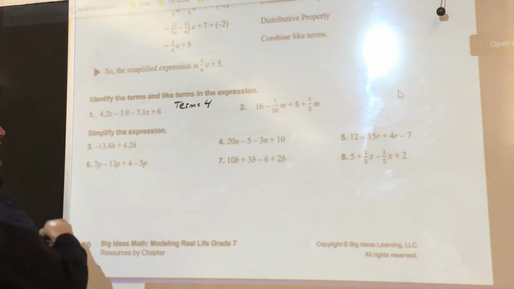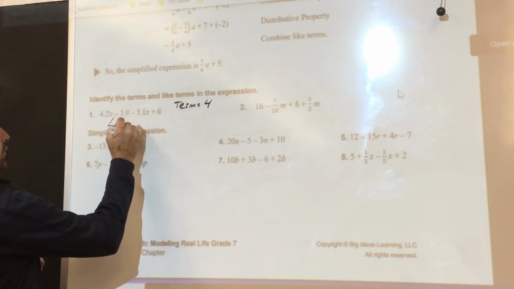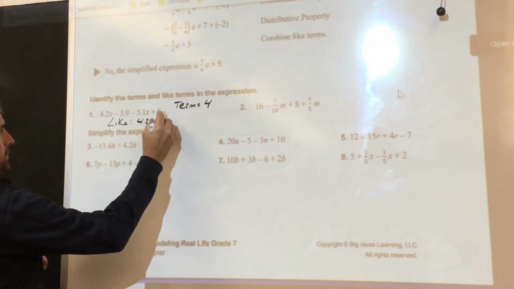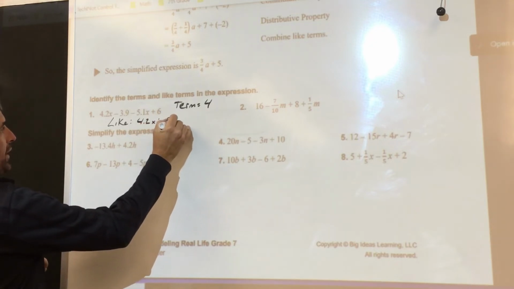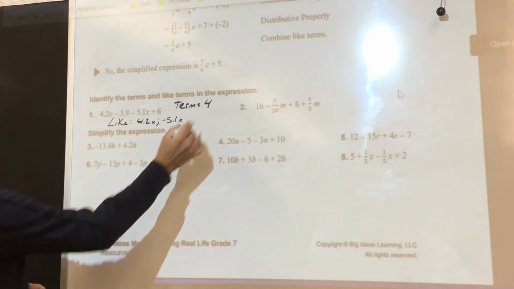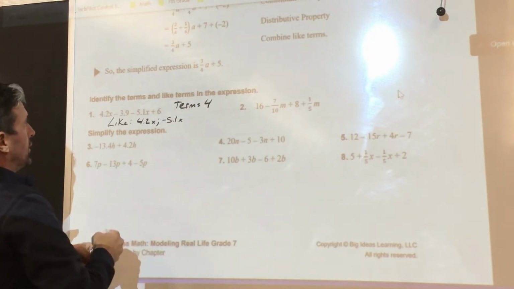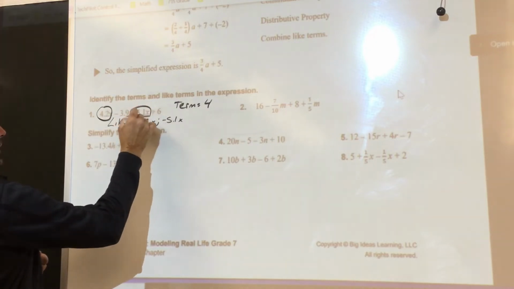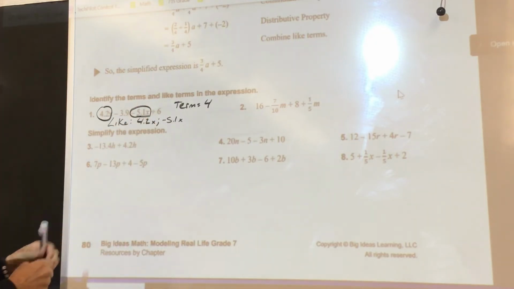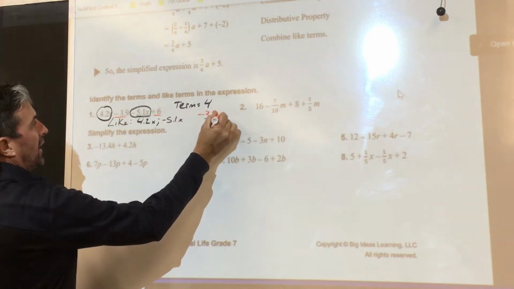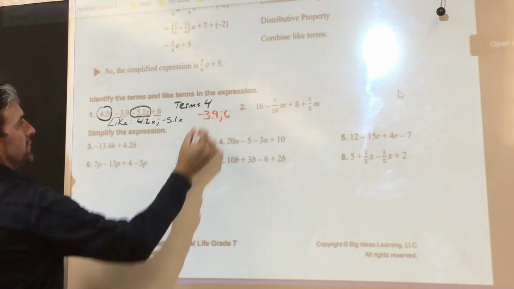Now, let's look at the like terms. Like would be 4.2x and negative 5.1x. That would be a set of terms that would be alike. And the other set of terms that would be alike, that would be there, and there. And the other ones alike would be negative 3.9 and 6.